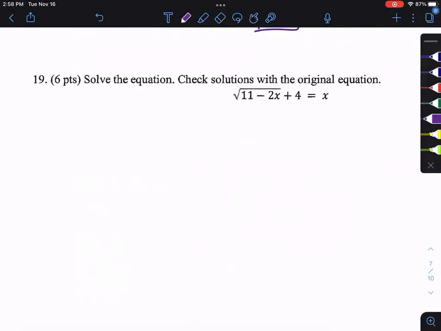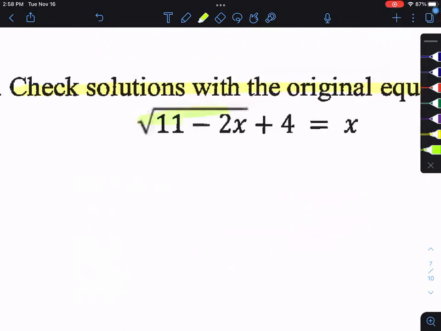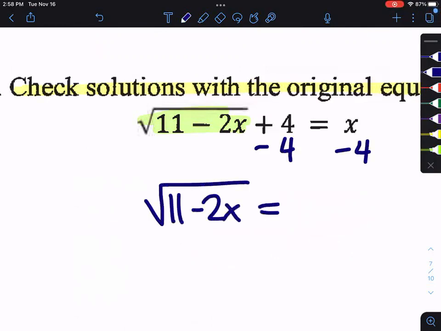Question 19, we're going to solve this equation. Keep in mind they've told us to check our solutions in the original equation. I promise they're not telling you that for no reason. So in order to solve this one here, we first of all need to isolate the square root. So we want to get this by itself. I'm going to get rid of that 4. So subtract 4 from both sides. So the square root of 11 minus 2x equals x minus 4.